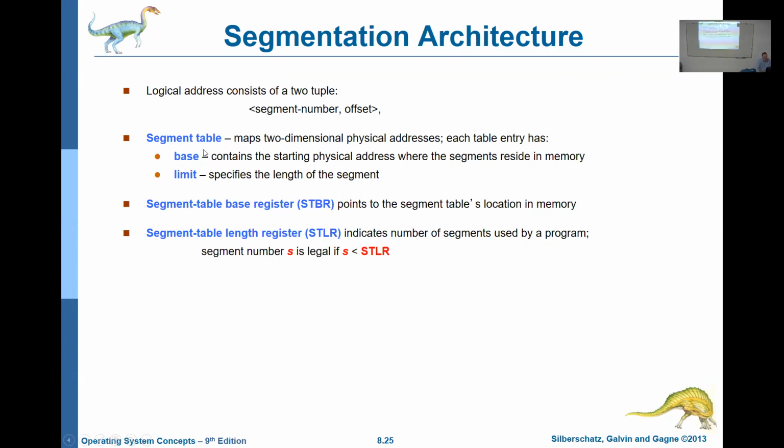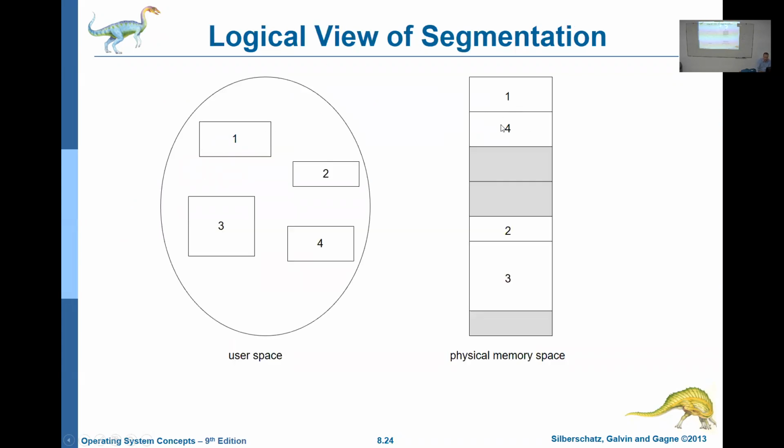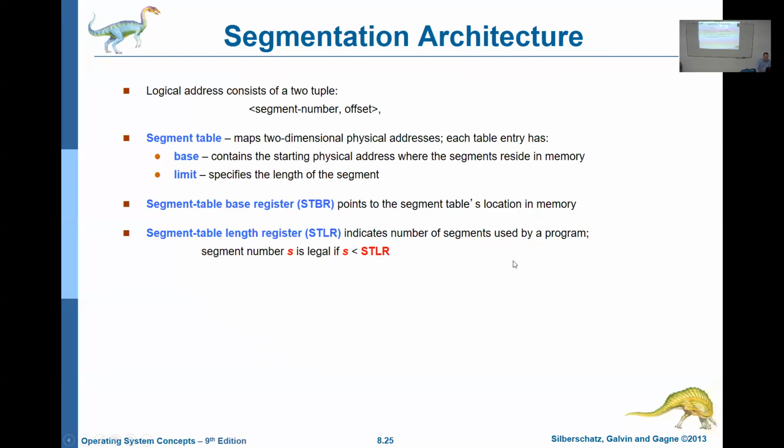So for each segment, I'm going to have a base and a limit, where it starts and where it ends. Can I ask a question? Yeah. So is the offset always starting from the top of the memory, or is it starting from the previous segment? No, the offset is internal to the segment. 0 would be the beginning.